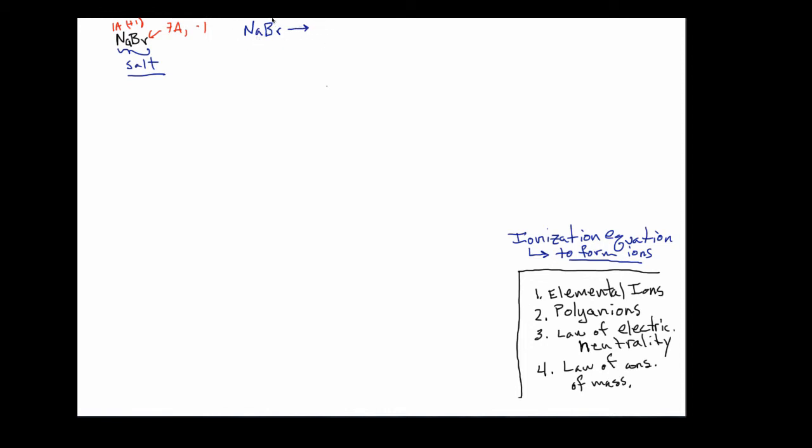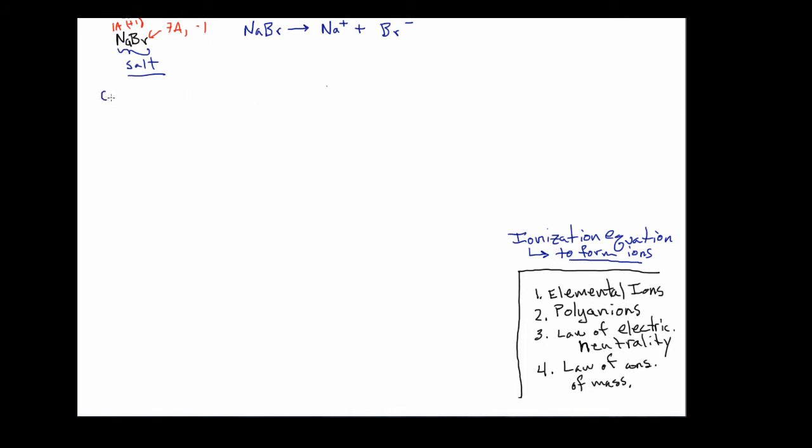So getting back to this, the ionization equation for this one will look like this. We'll have Na+ and Br-. All right, and we see when we look at this relative to the law of conservation of mass that we have the same numbers and types of atoms on both sides of the arrow. All right, let's try another example.